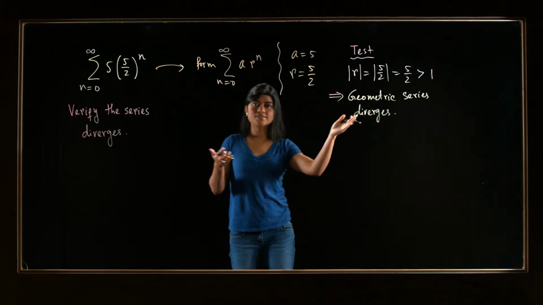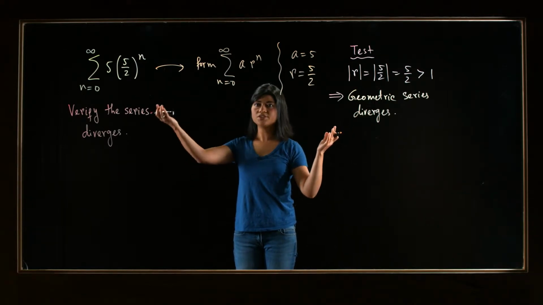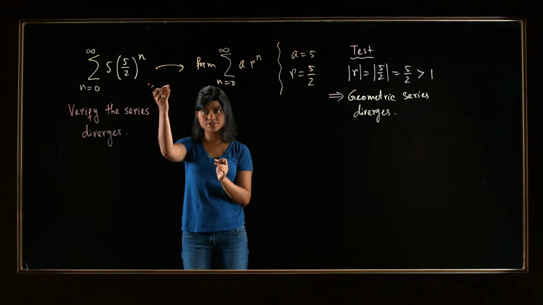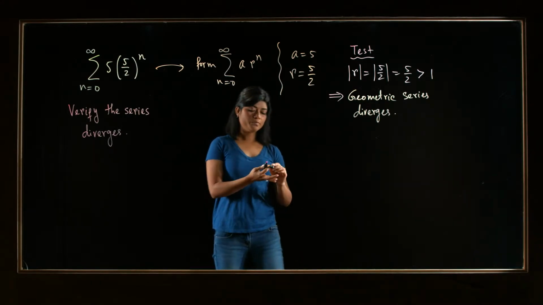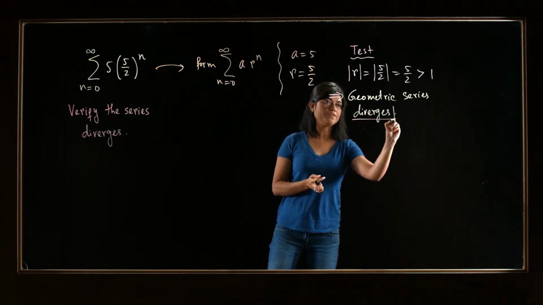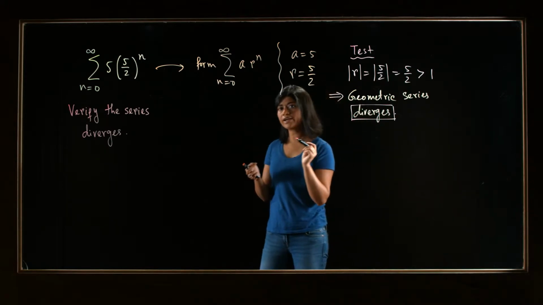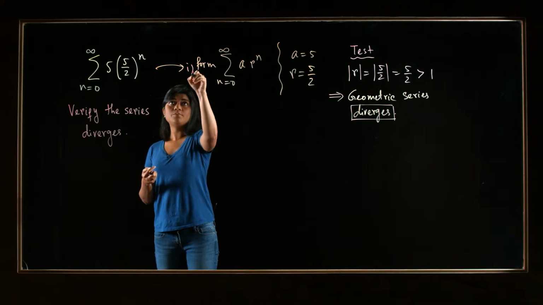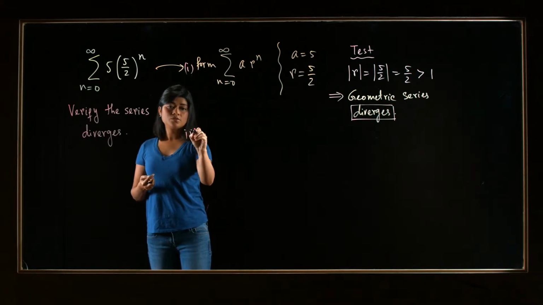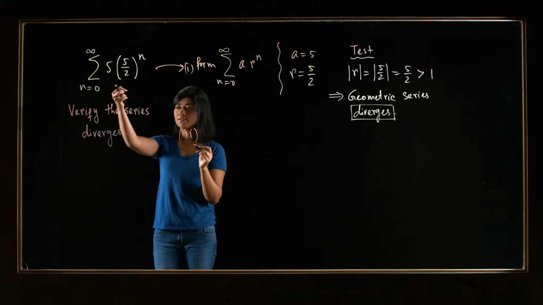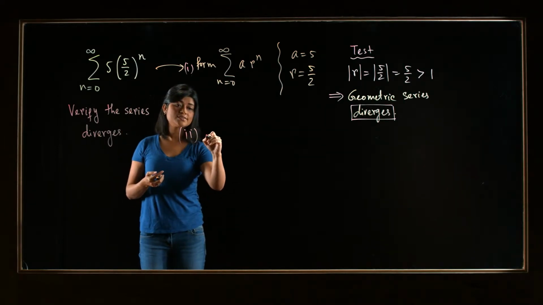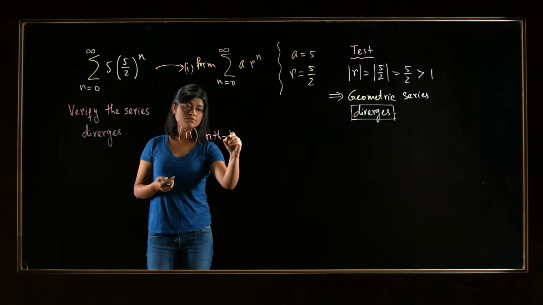So obviously this is a nice way of verifying that our series diverges. And remember, you did it because you recognized that this is a geometric series. Now, before I finish this problem, let's just check that other test that we also know. So say this is number one. The question is, can we verify the divergence of this series using the other one, which is the nth term test?